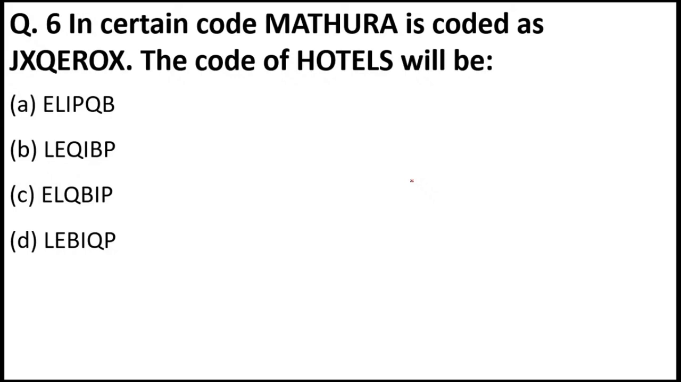This question has also been asked in the 2020 paper 1 examination. Let's see how we are going to solve this. A coding decoding question. See, Mathura is coded as, let's write Mathura over here. Let's see, JKL. So here two terms are missing. What have they done? They have done 2 steps backward.